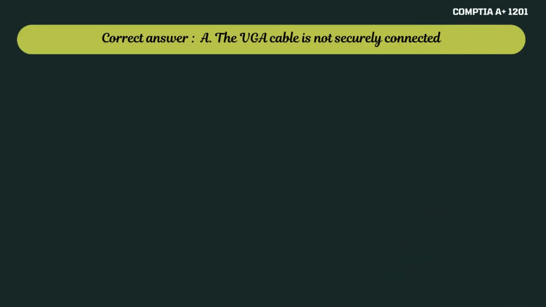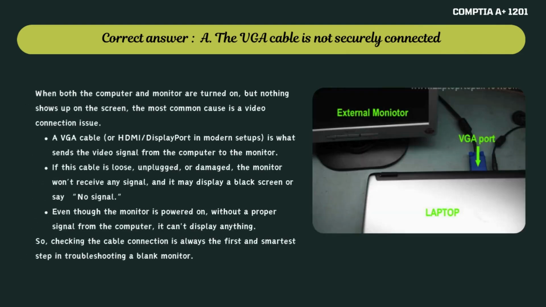Correct answer A. The VGA cable is not securely connected. When both the computer and monitor are turned on, but nothing shows up on the screen, the most common cause is a video connection issue. A VGA cable, or HDMI or DisplayPort in modern setups, is what sends the video signal from the computer to the monitor. If this cable is loose, unplugged, or damaged, the monitor won't receive any signal, and it may display a black screen or say, "No signal."